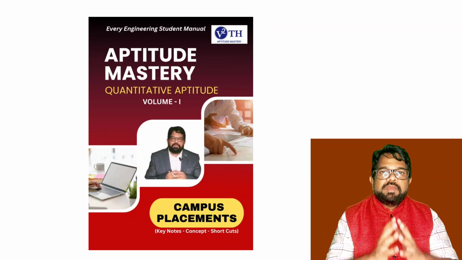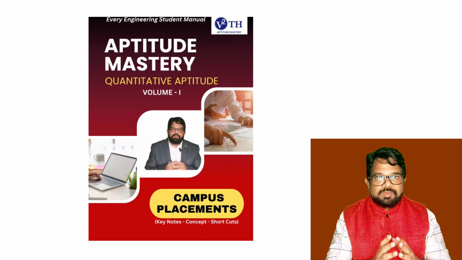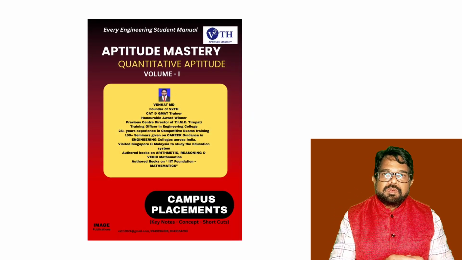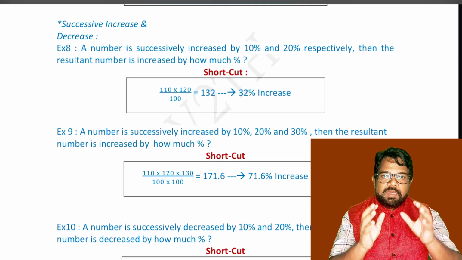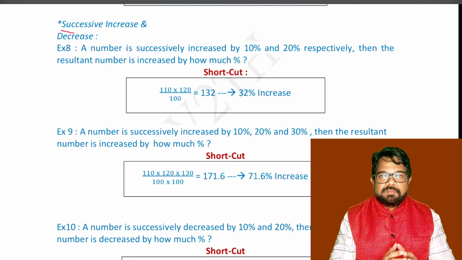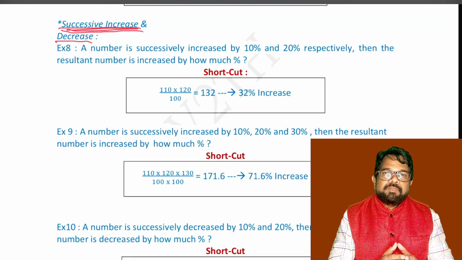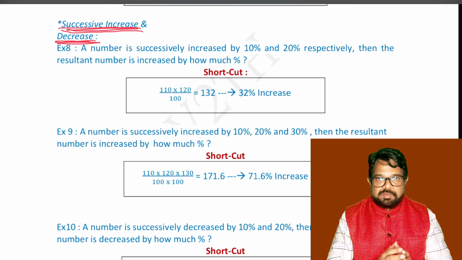Percentage part 3 it is. Part 1, part 2 is over. Before going to see this video, you have to observe part 1 and part 2 and practice the study material. This is part 3. Successive increase, successive decrease. Successive means continuously. Continuously increases, continuously decreases. What is the change that happens?